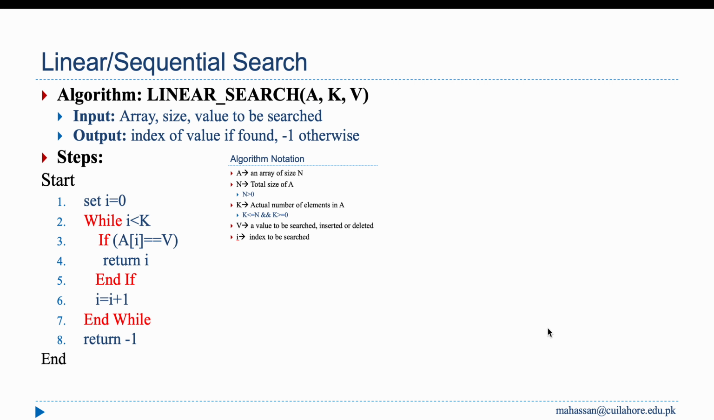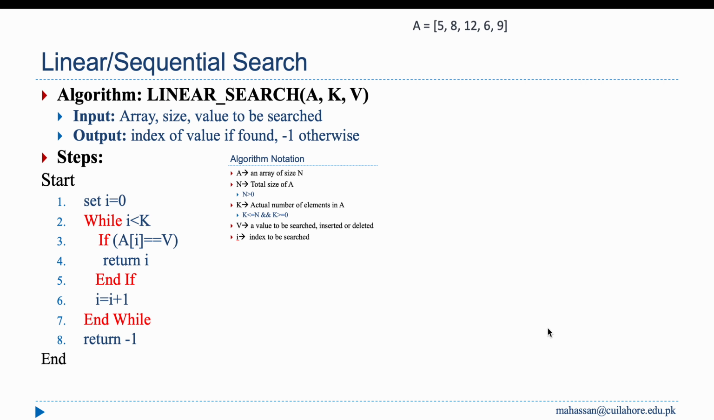A represents an array of size n, where n is the total size of the array, and k is the actual number of elements present in the array, and v is the value to be searched, inserted or deleted, and I is the index to be searched. Now that we have reviewed the notation, let's take a look at the steps of the linear search algorithm.